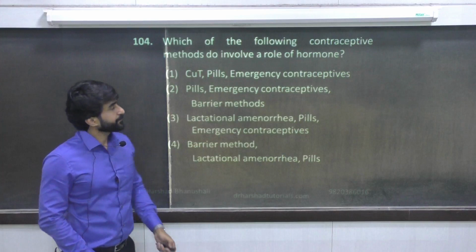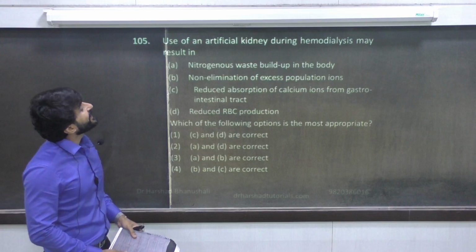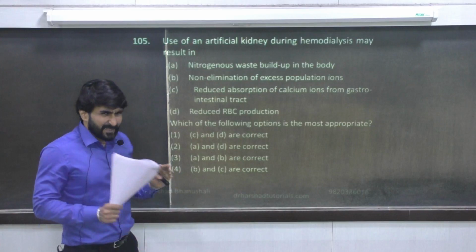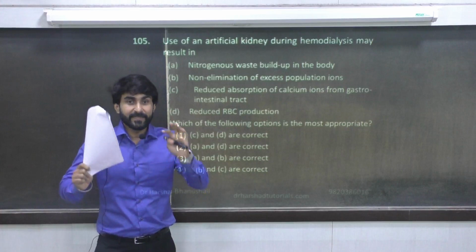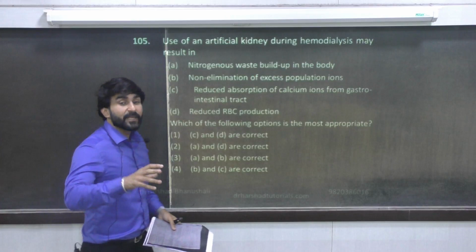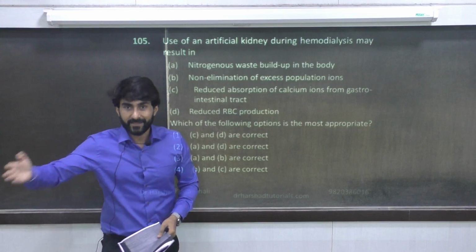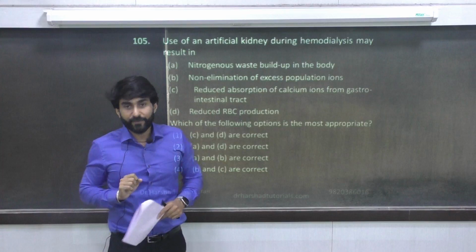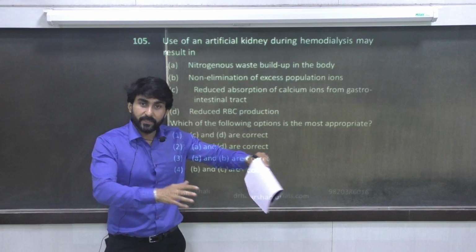Now, use of an artificial kidney during hemodialysis may result in. Now, some people did find this confusing because they said, okay, artificial kidneys means the kidneys are not functioning well. Now, my interpretation of this question is that when you do artificial dialysis, there is a line in your reference books, and it is a fact also, which says that when you do dialysis, you can do the excretory functions of the kidneys, but hormonal functions of the kidneys cannot be replaced. So, when you are on a dialysis machine, your excretory functions are going on well, but your hormonal functions are not.